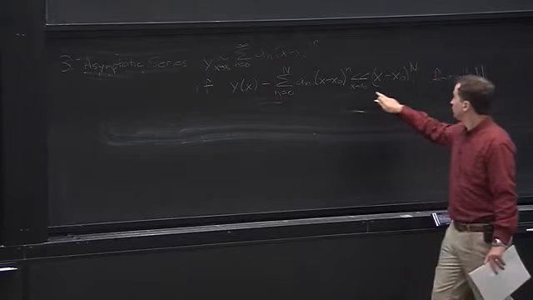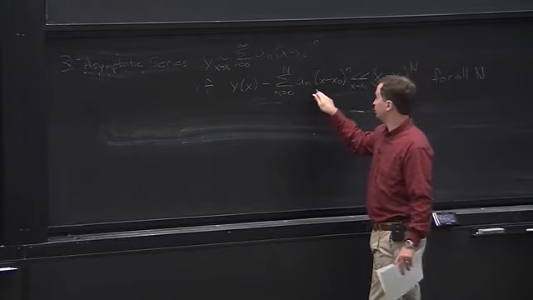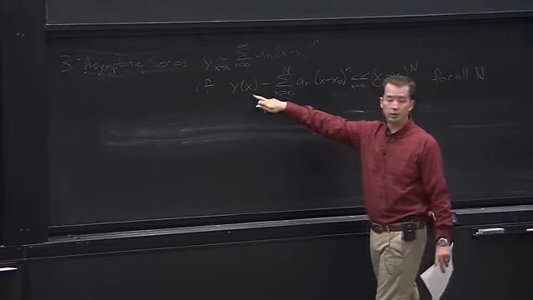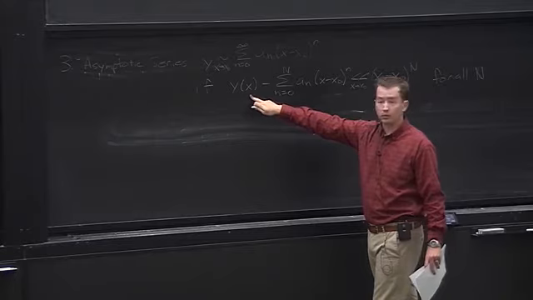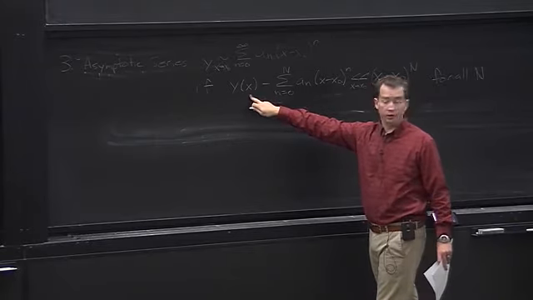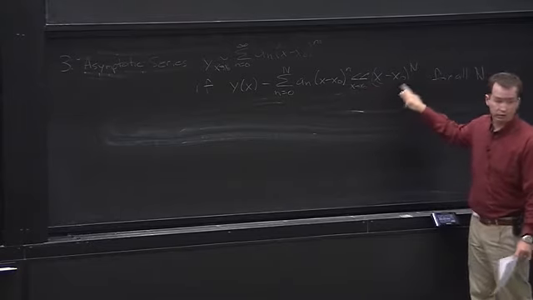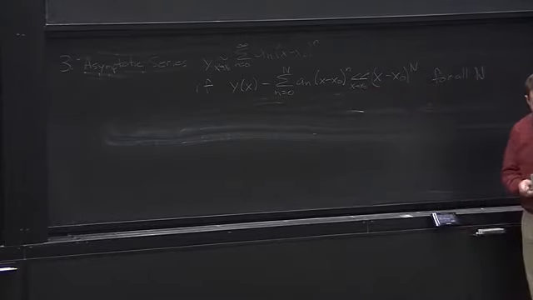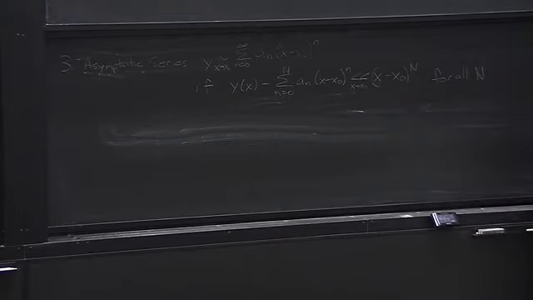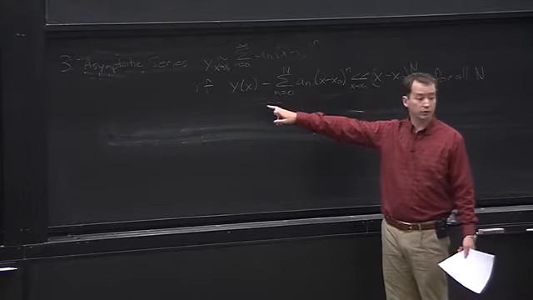So this is saying that if we take the partial sum, the difference between the true value of the function and the partial sum goes to 0 faster than x to the n as we get close to the limit point. It doesn't mean that the series converges.